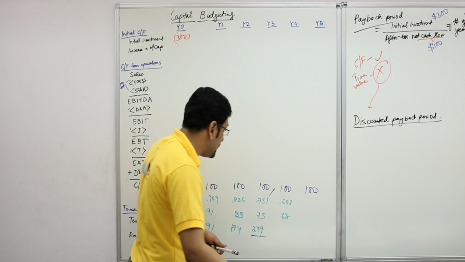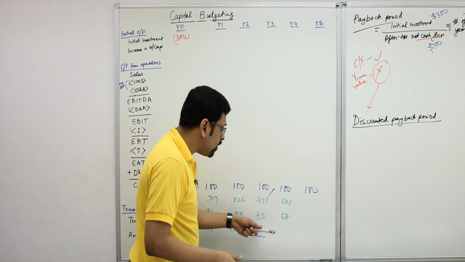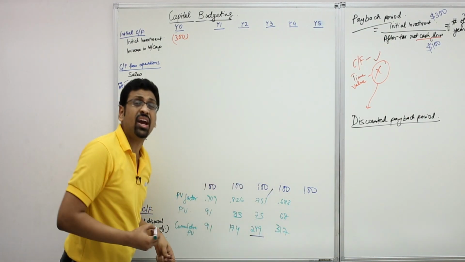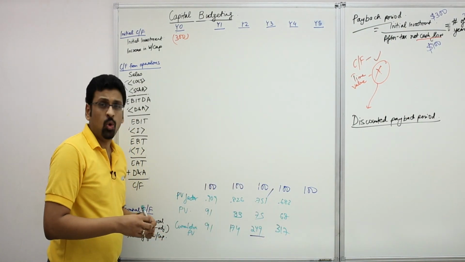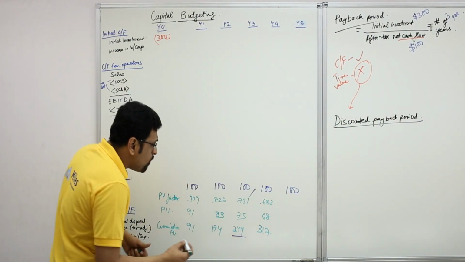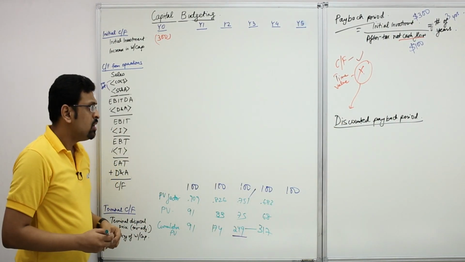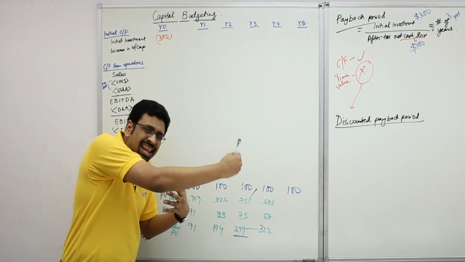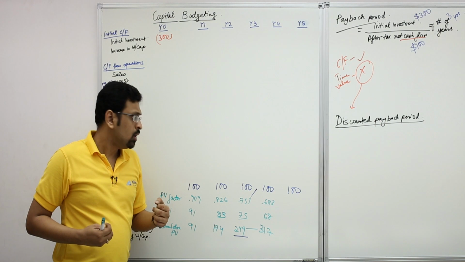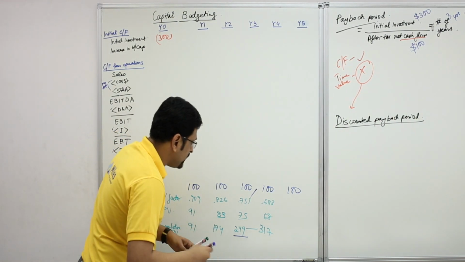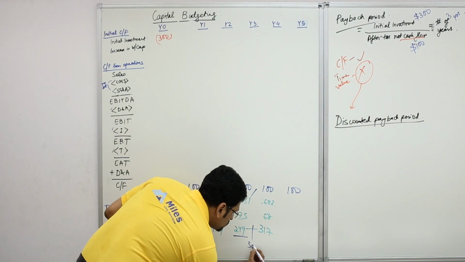Let's look at what's happening at the end of 4th year. 249 plus 68, that's 317. That's more than 300. So we know that the recovery period under discounted payback would be somewhere in between year 3 and year 4. So it's going to be a little more than 3 years, less than 4 years. Now, we are looking at when do we get $300 here.